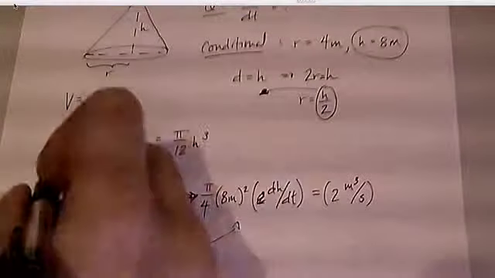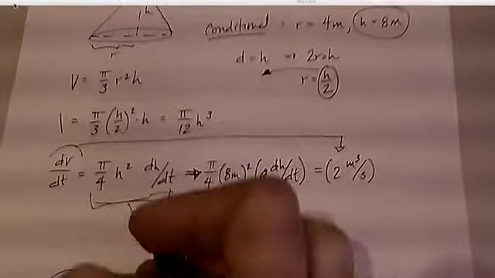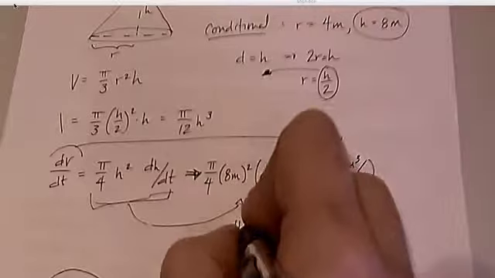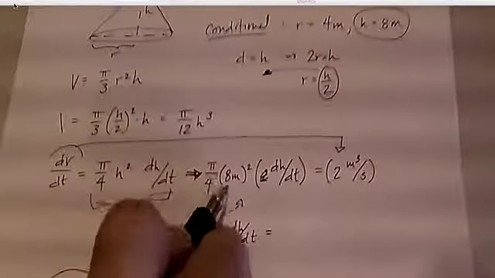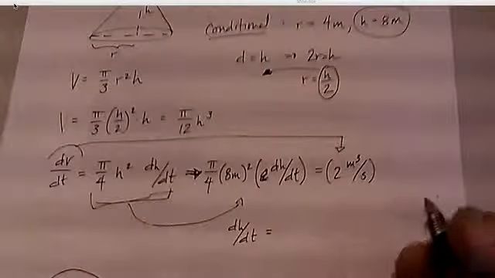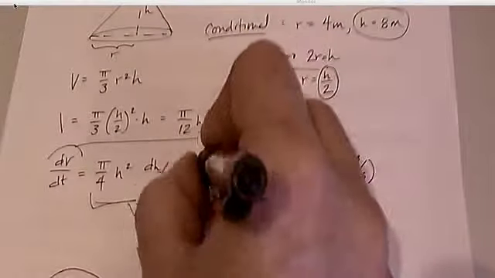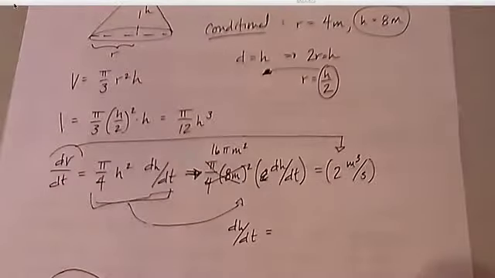This went here, and this went here, but it's the same thing. Now, the only thing that I really have to do now is know that dh/dt is 2. Now, this right here is going to simplify into, well, that's going to be 64 meters squared. So 64 divided by 4 is 16. So that's going to be 16 pi meters squared, okay?